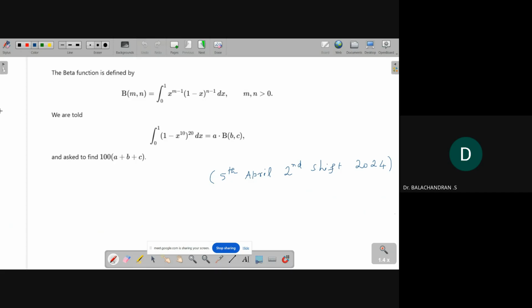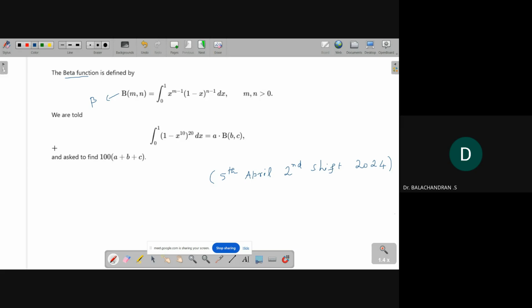So now we will solve this problem. The problem is the beta function, beta of m comma n. Beta is usually denoted by this symbol beta, or somebody will use B. The beta function is defined by beta of m comma n is equal to integral 0 to 1 x power m minus 1 into 1 minus x whole power n minus 1 dx, where m and n are greater than 0.